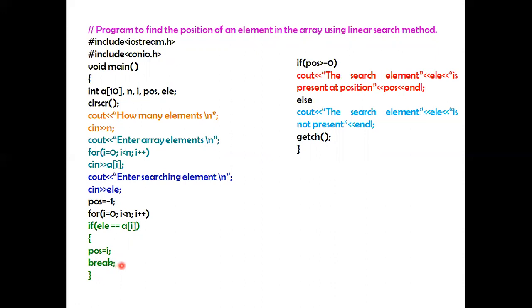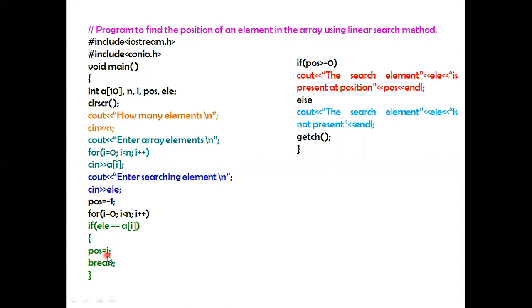Then comes the keyword called break. It exits from this loop. It comes out, and it won't go for the next iteration. It comes out of this for loop and executes this if-else condition. If open bracket position is greater than or equal to 0. What is the value of position? 3. Just now we have stored the value, right?